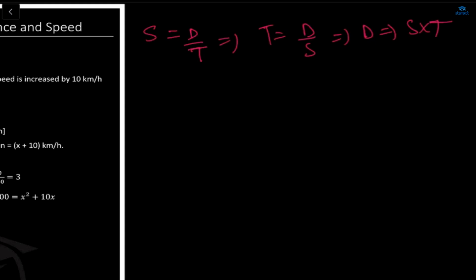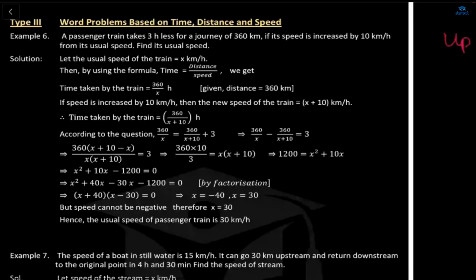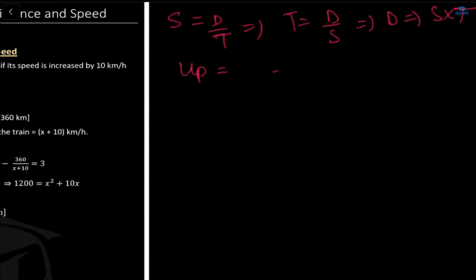So what is the upstream value? We'll see, because there we are assuming x and y. In upstream, your speed is subtracted, and in downstream, the speed is added. You have 2 speeds: the speed of the stream and the speed of the boat in still water. When the water stream is not moving, at that time what will be the speed of the boat?